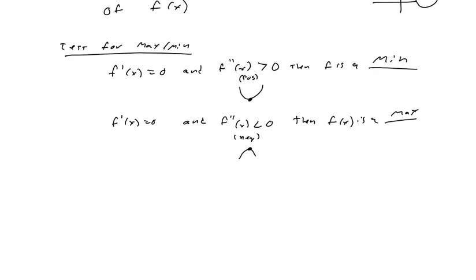What if f prime of x equals 0 and f double prime of x equals 0? What do we have then? Well, it's going to be neither, again. But what is that going to look like? What if both are 0? Interesting situation. It is a point, right? What is happening at that point?